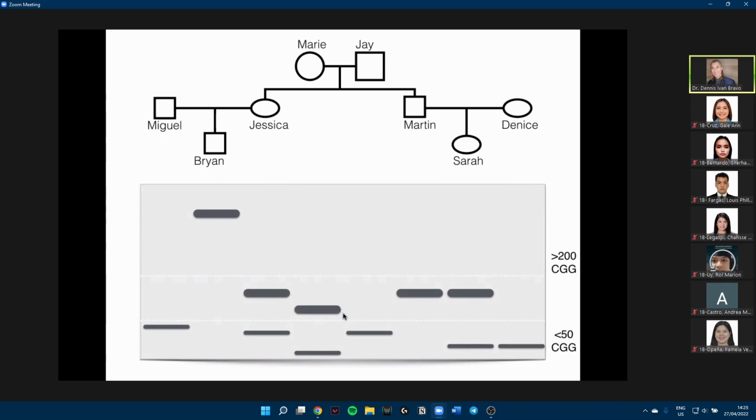What's the problem with this? It's in the pre-mutation range. What's the problem with this copy? Anyone? Possible kung ma-convert to full mutation. Okay, so there's a possibility that during oogenesis, it can undergo expansion mutation and pass that expanded copy to the children. Let's take a look at the case of the two children, Martin and Jessica. Let's start with Martin. This copy comes from the mother or from the father?